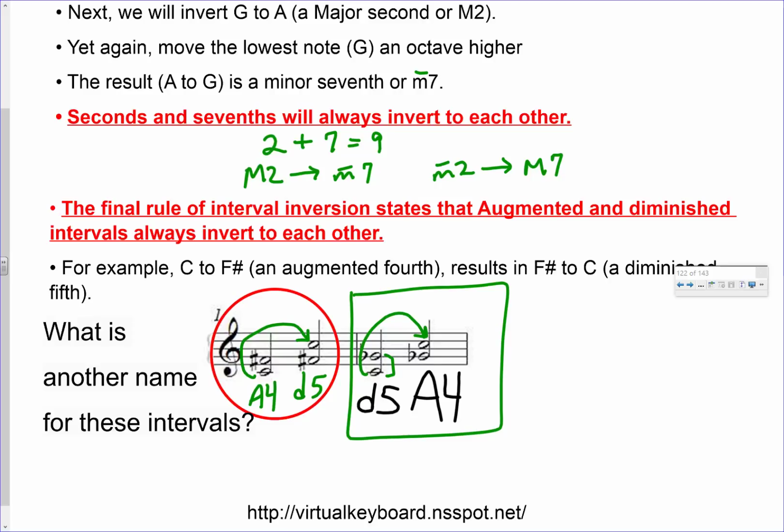Notice I'm capitalizing my A's, and I'm putting my D's in lowercase for diminished. By the way, what is another name for these intervals that you see? Hopefully, you realize that they are tritones. The A4 and the D5 are considered tritones.